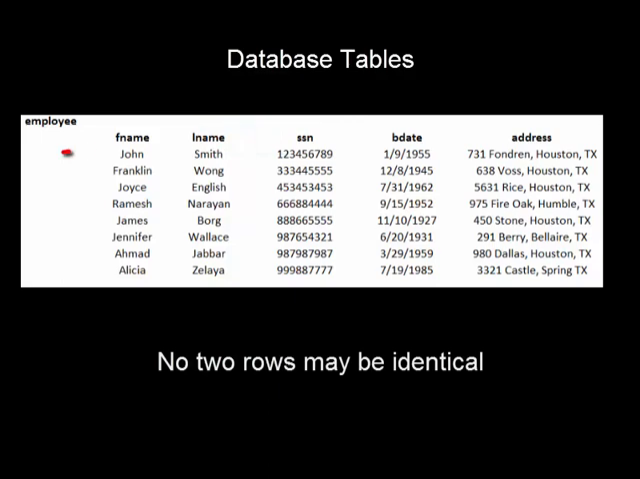Now, no two rows may be identical. You'll learn more about this uniqueness when we start talking about primary keys, but we wouldn't want to store the same information twice. It'd be really hard to look up that way.